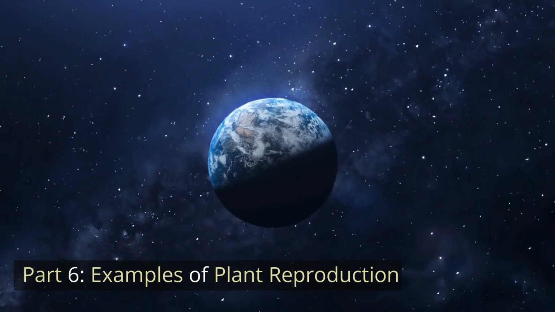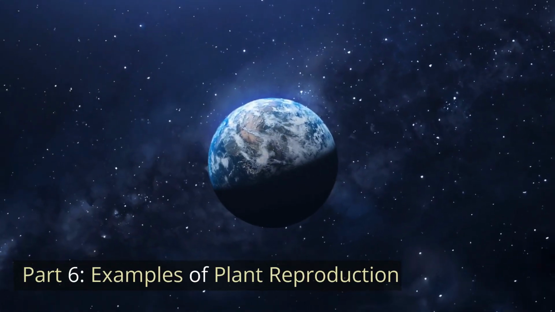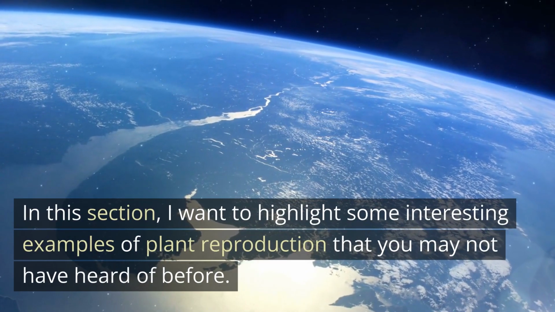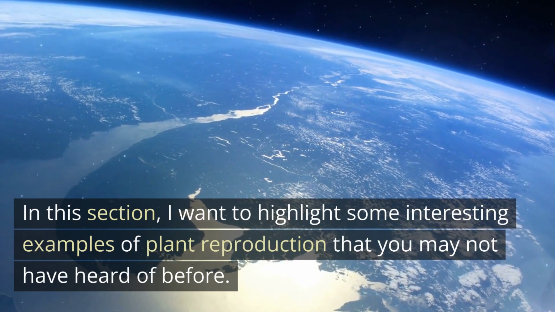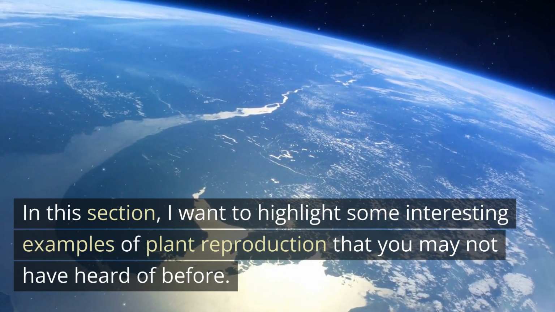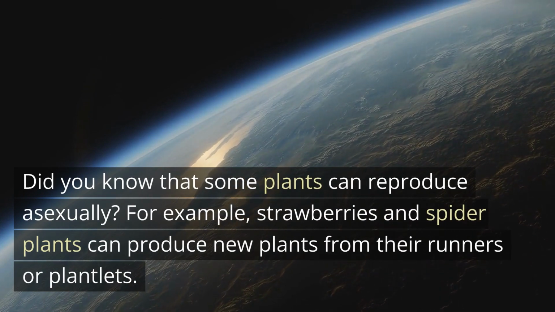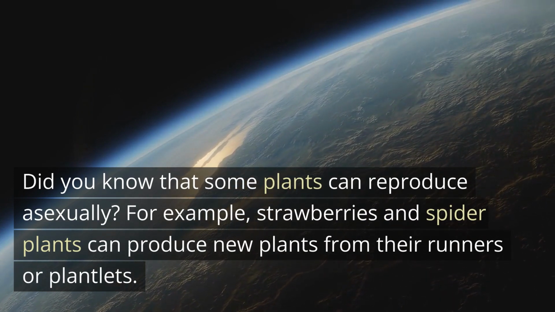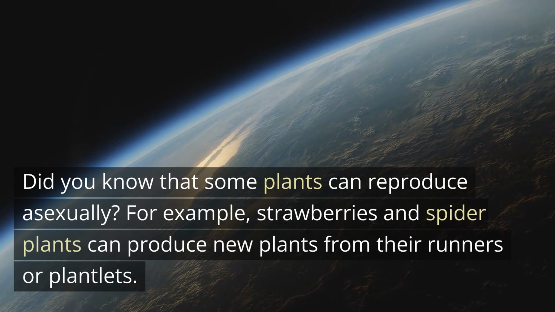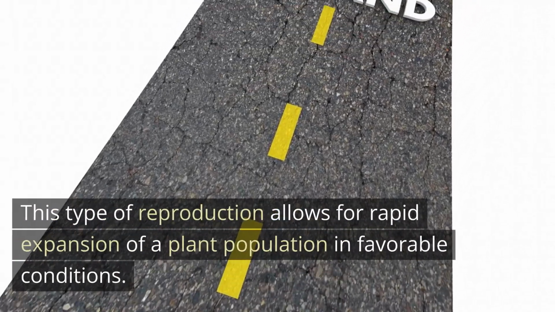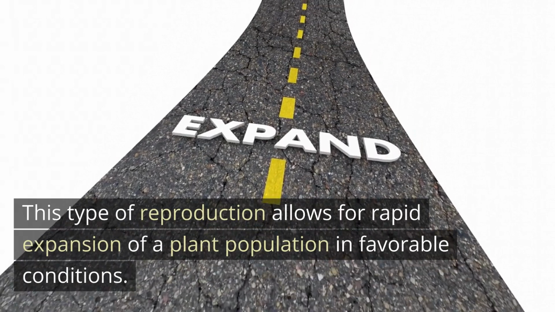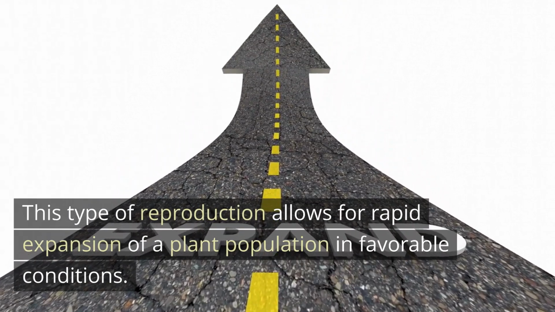Part 6. Examples of plant reproduction. In this section, I want to highlight some interesting examples of plant reproduction that you may not have heard of before. Did you know that some plants can reproduce asexually? For example, strawberries and spider plants can produce new plants from their runners or plantlets. This type of reproduction allows for rapid expansion of a plant population in favorable conditions.